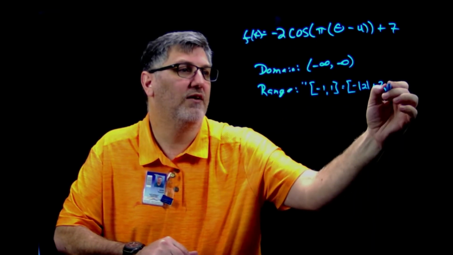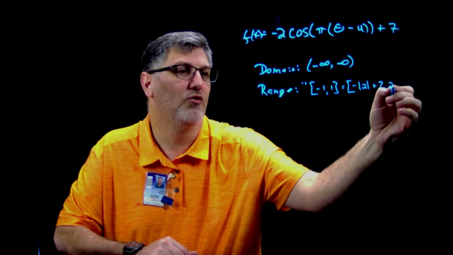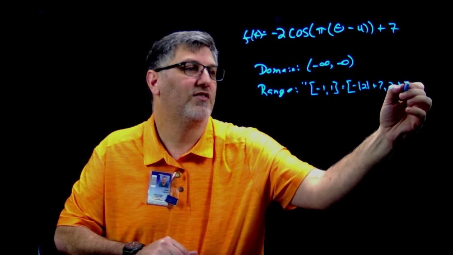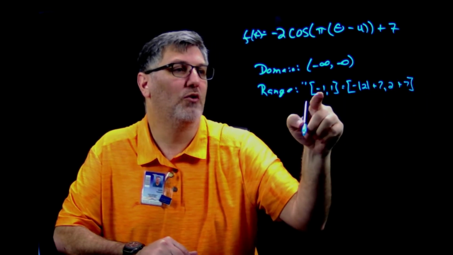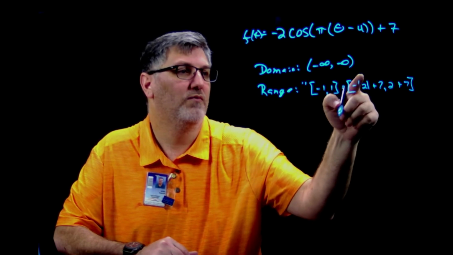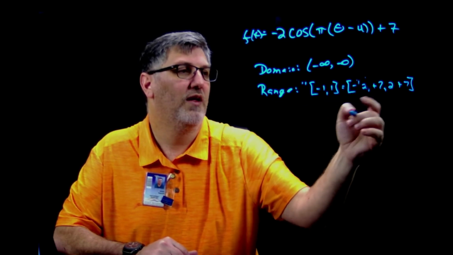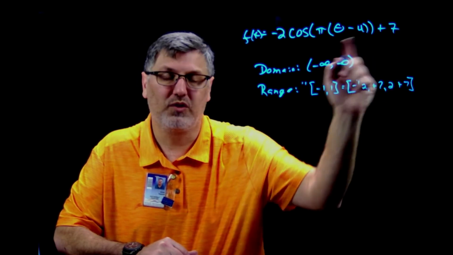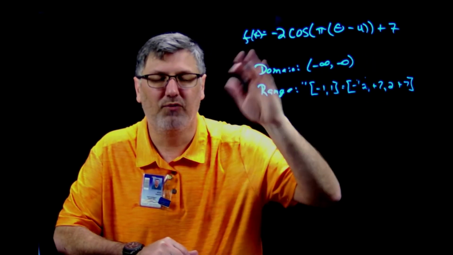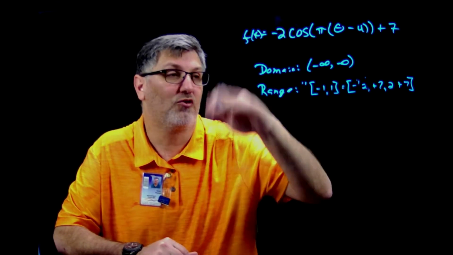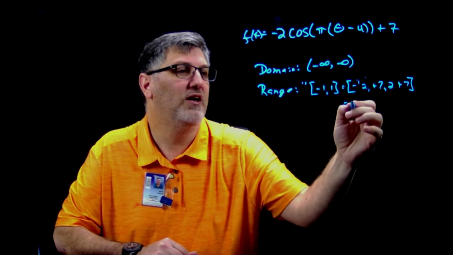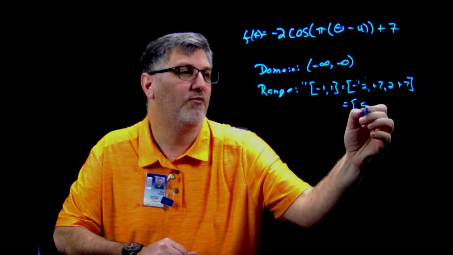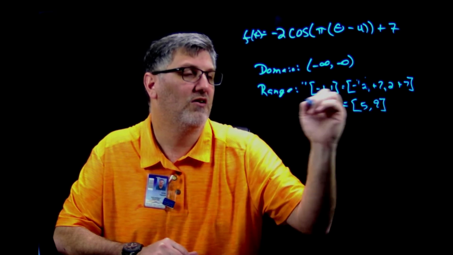So I have a negative, and then I want the positive. So 2 plus 7. So I'm basically doing -1 times 2, which is my amplitude, and then 1 times 2 plus my vertical translation. This gives me a range of 5 to 9.